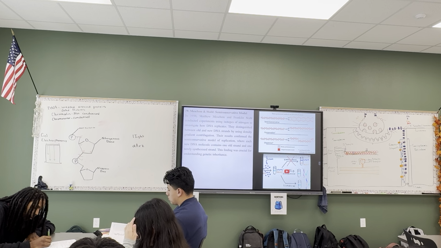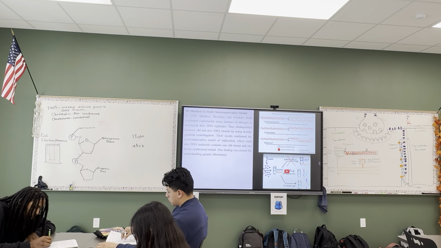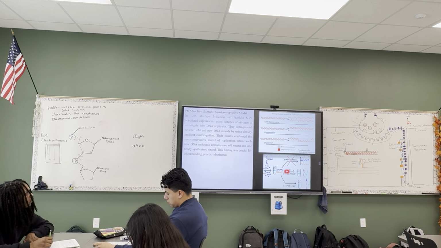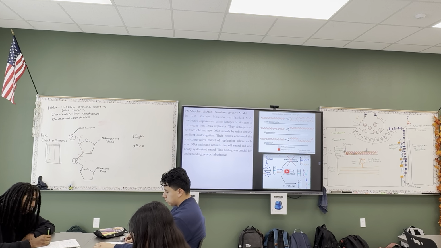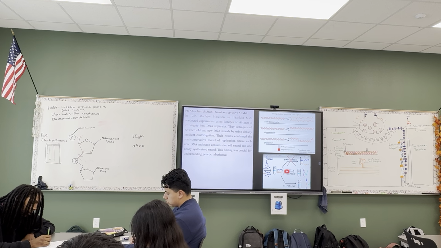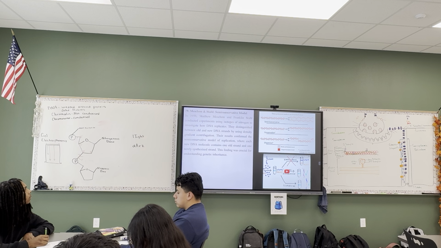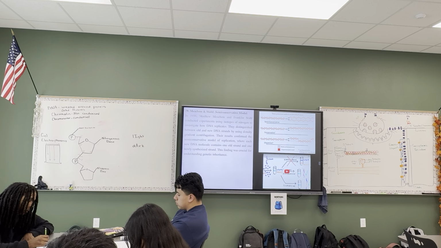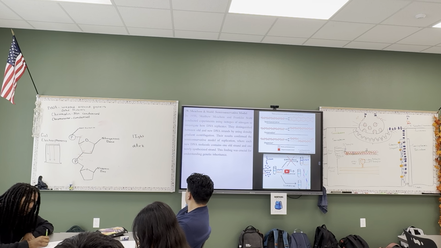Nicholas. In 1958, Matthew Meselson and Franklin Stahl conducted experiments using isotopes of nitrogen to investigate how DNA replicates. They distinguished between old and new DNA strands by using density gradient centrifugation. Their results confirmed the semi-conservative model of replication, where each new DNA molecule contains one old strand and one newly synthesized strand. This finding was crucial for understanding genetic inheritance.